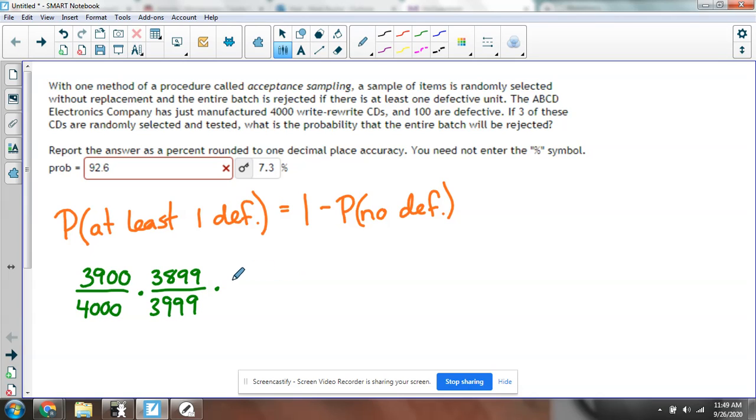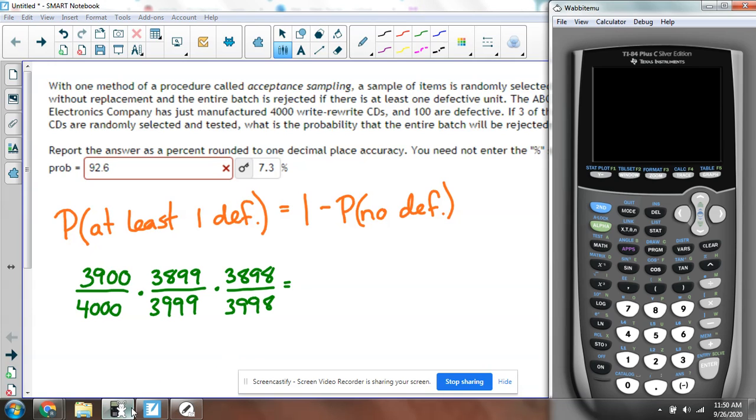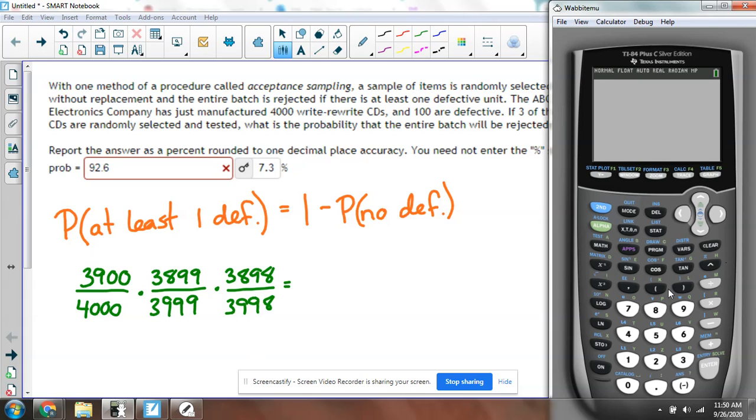One more time, I take a third. That's going to be 3,898 over 3,998. Now I multiply those together. We get 3,900 divided by 4,000 times 3,899 divided by 3,999 times 3,898 divided by 3,998.